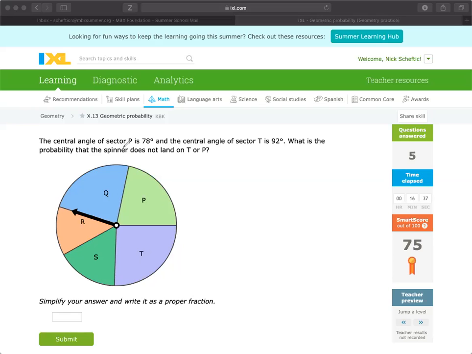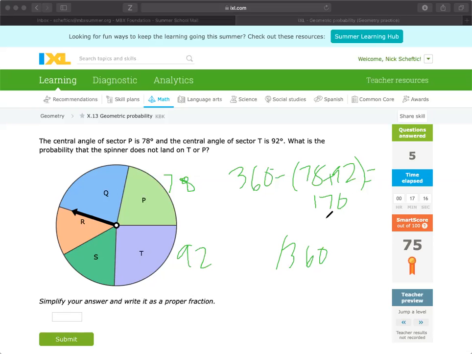So this one is going to be sector P is 78. And then the central angle of sector T is 92. All right, so what is the probability the spinner does not land on T or P? So again, it's going to be the same thing, 360 minus 78 plus 92. You're going to find that number, and then you're going to divide that by 360. So let's put the 360 there. Let me just use my calculator here to find what these two add up to.